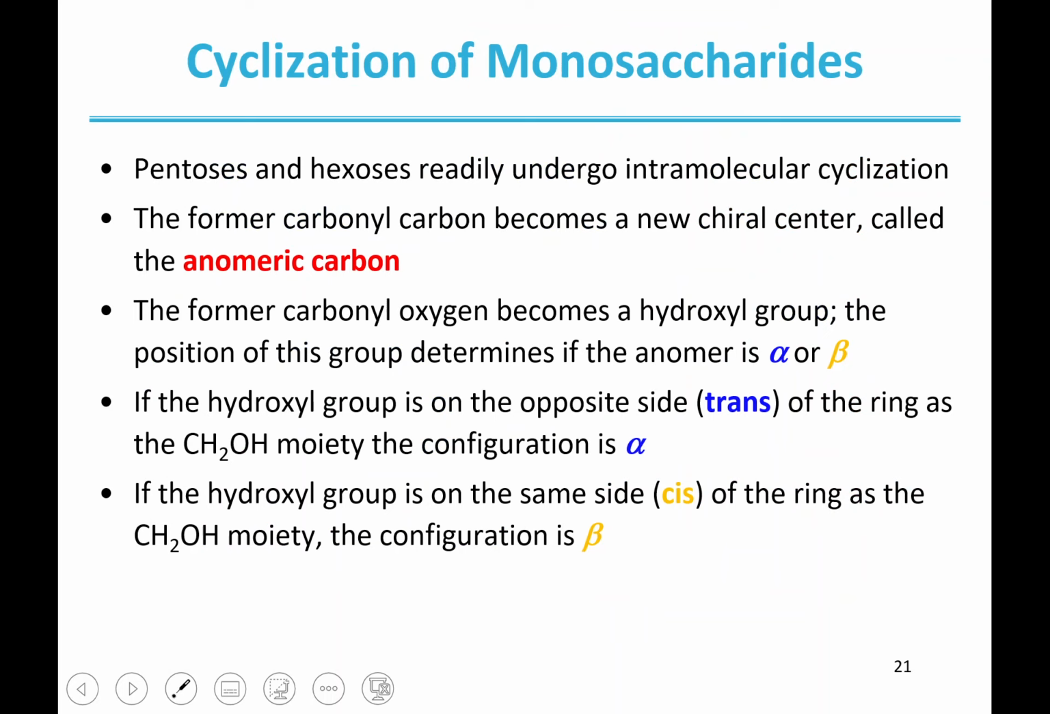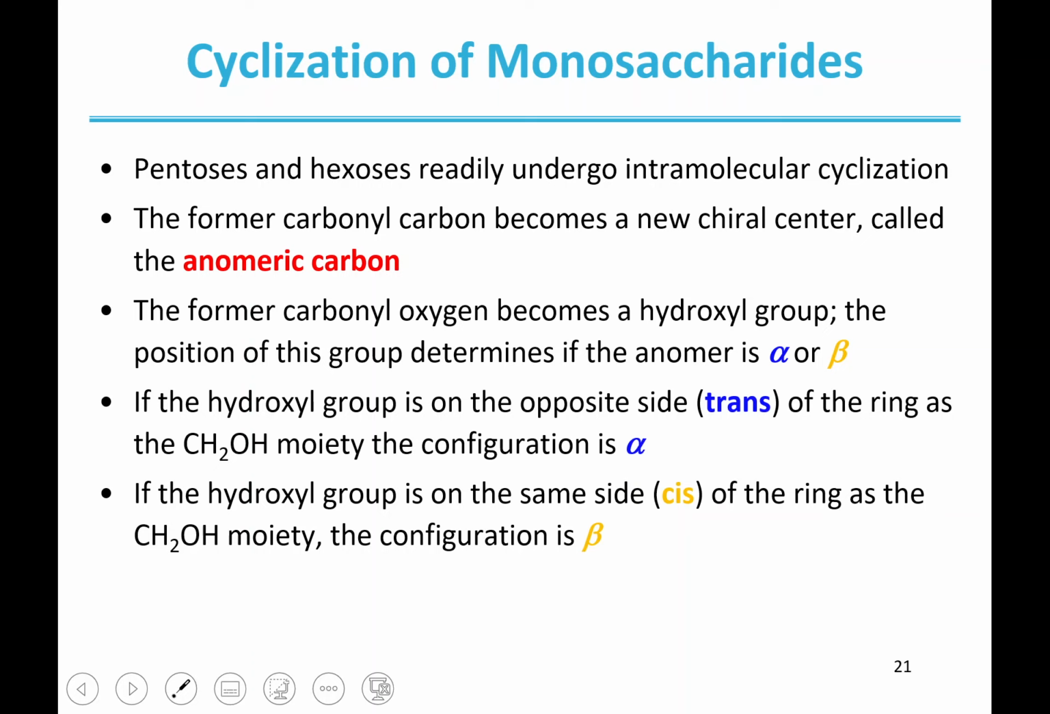So how do these cyclize? How do the rings form? Well, pentoses and hexoses, so 5 carbon sugars and 6 carbon sugars, readily undergo intramolecular cyclization. So that means you have, within the same molecule, a nucleophilic attack and a ring or a loop being formed in one molecule. Within the same molecule is what the intra stands for.